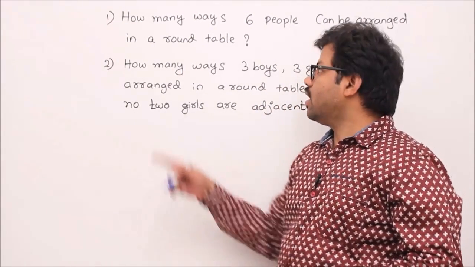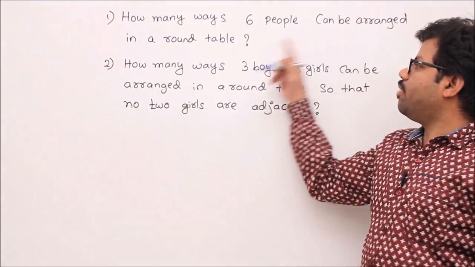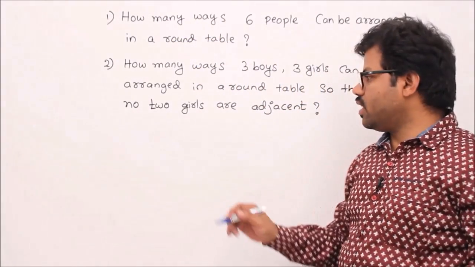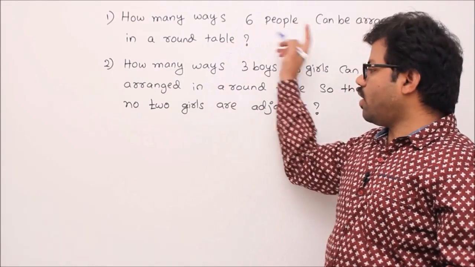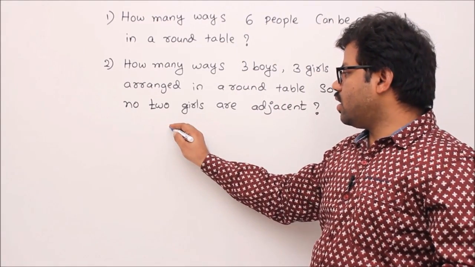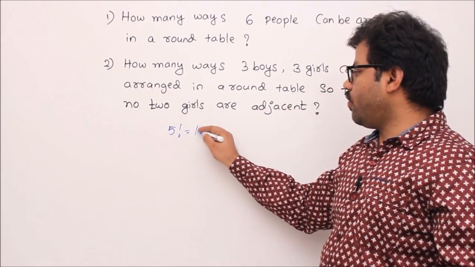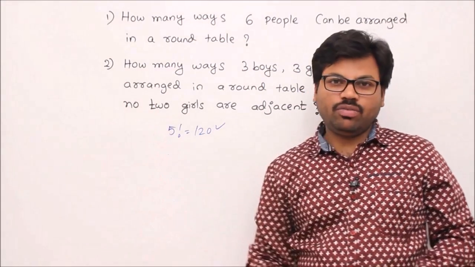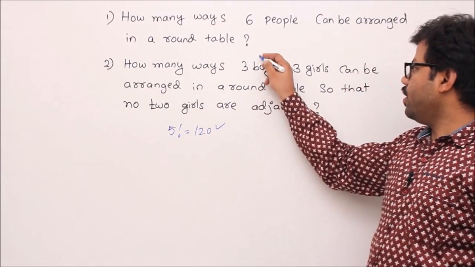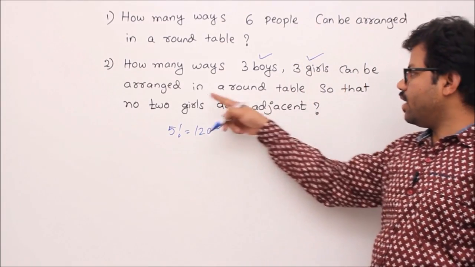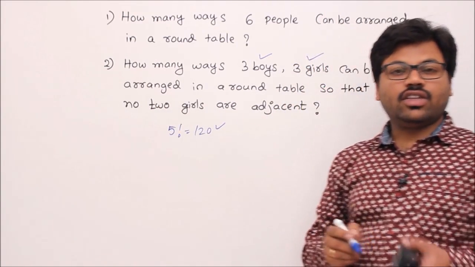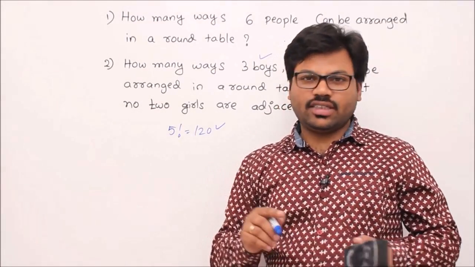Let's see problems. How many ways can 6 people be arranged at a round table? That's obvious, right? For circular permutation the formula is n minus 1 factorial. You have 6 objects, so the answer is 5 factorial, which is 120. So problem number 1 is over. See problem number 2. How many ways can 3 boys and 3 girls be arranged at a round table so that no 2 girls are adjacent? So here the condition is no 2 girls are adjacent.